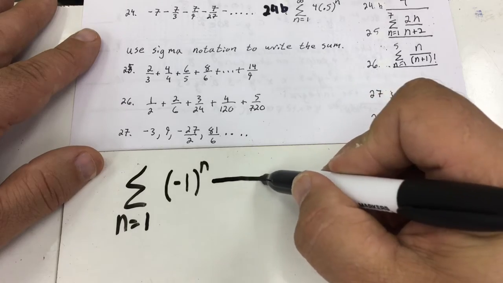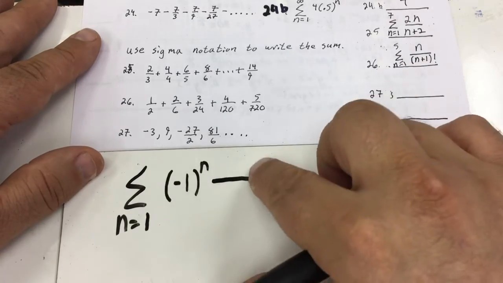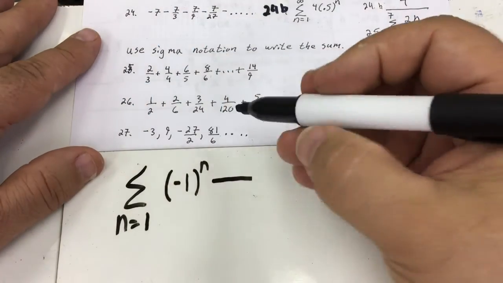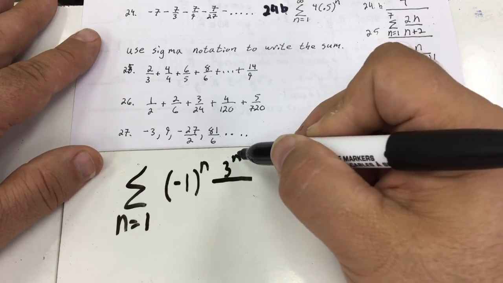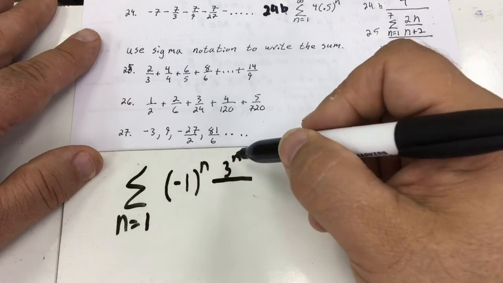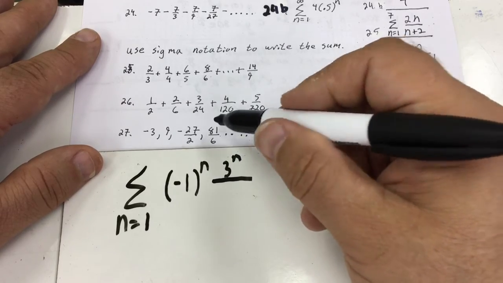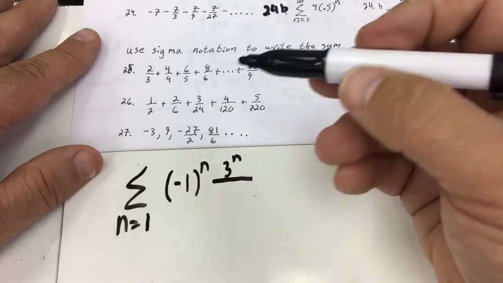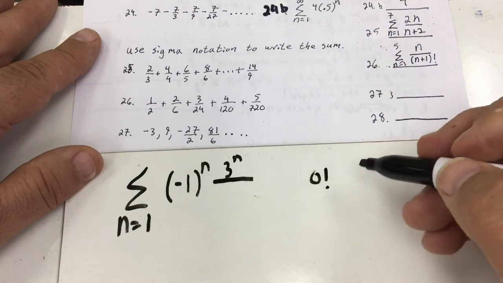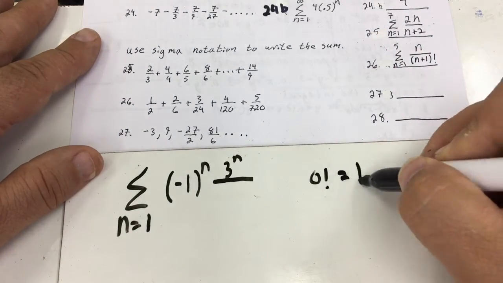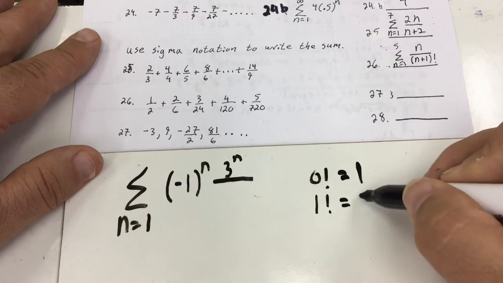Now I believe there's going to be a fraction. And it's going to be a 3 to the n. 3 to the first is 3. 3 to the second is 9. 3 to the third is 27. 3 to the fourth is 81. I have to figure out what the bottom is, and it's tricky because I don't have any fractions underneath of there. But 0 factorial is 1. 1 factorial is 1.